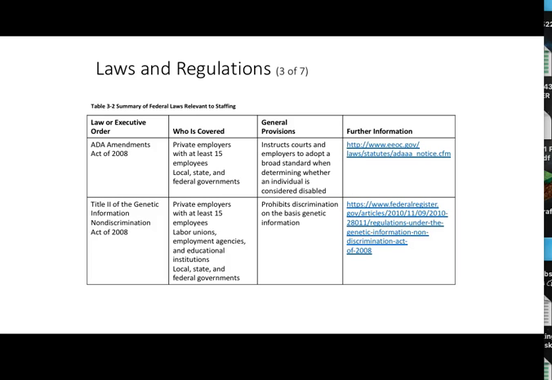The Genetic Information Non-Discrimination Act, again, same thing, private employers of at least 15 or more. It prohibits discrimination on the basis of genetic information. So if we find out that somebody has the breast cancer gene, we can't fire them for that, or we can't tell them that we're going to not give them health insurance or things of all that nature. So there are a whole host of things where when we have that genetic information, we're not supposed to utilize that for making discriminatory employment decisions. If someone can do the job, that's really fundamentally the only thing that matters. So if we have to make a reasonable accommodation, we can do that.